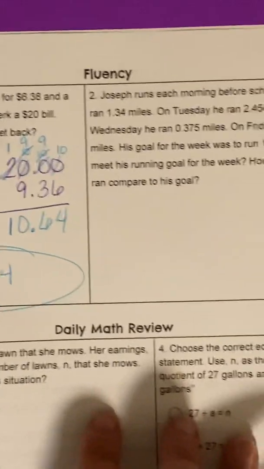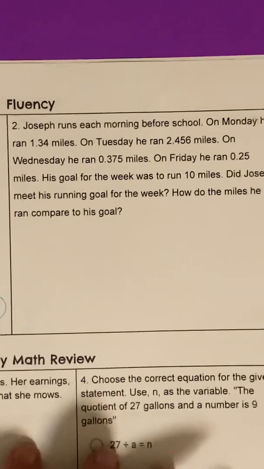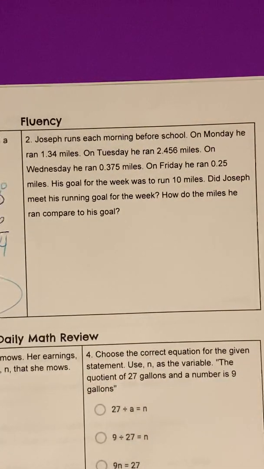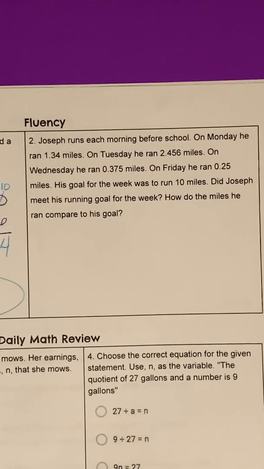Number 2. Okay, got it. Joseph runs each morning before school. On Monday, he ran 1.34 miles. On Tuesday, he ran 2.456 miles. On Wednesday, he ran 0.375 miles. And on Friday, he ran 0.25 miles.